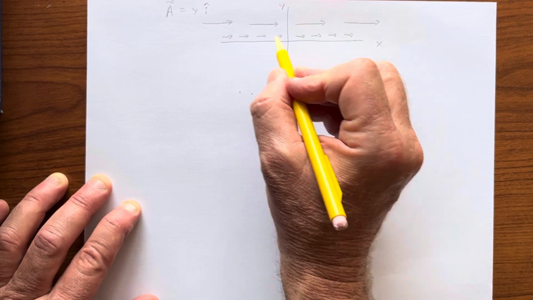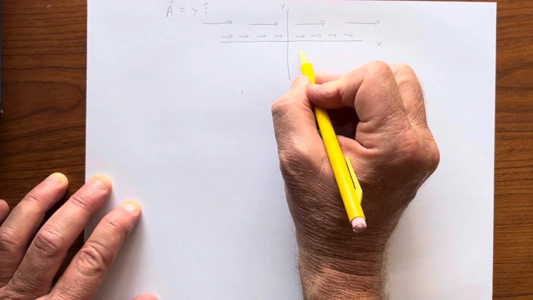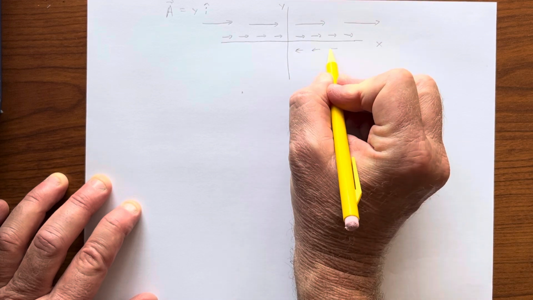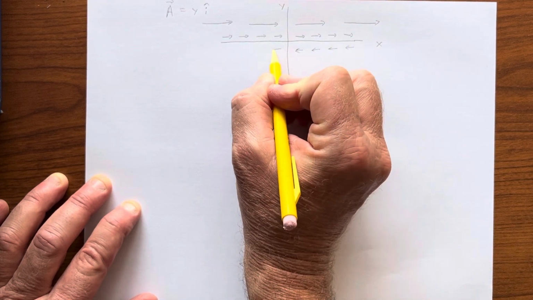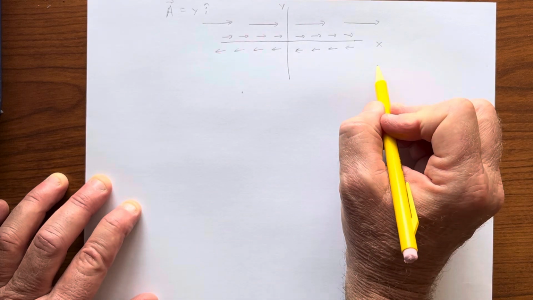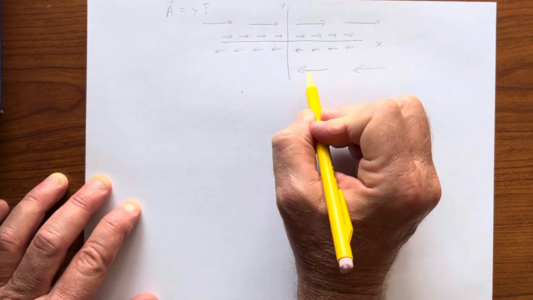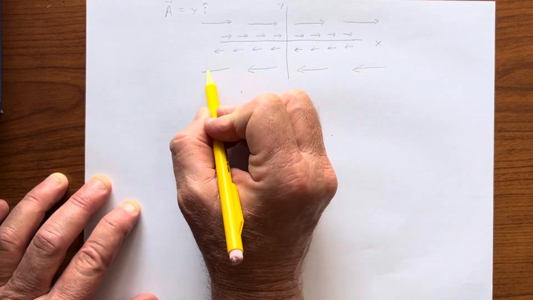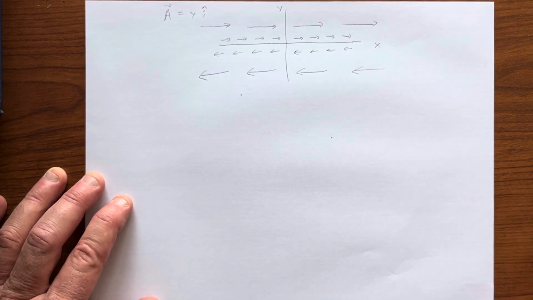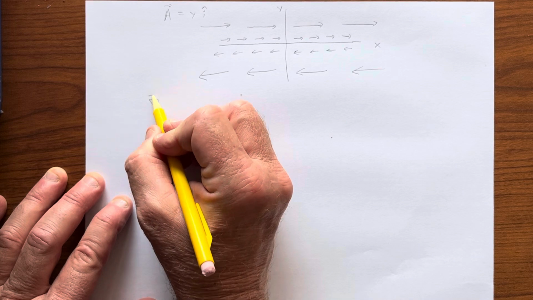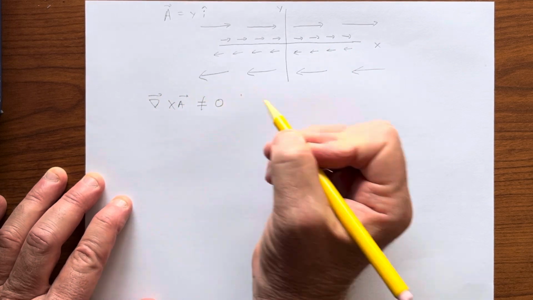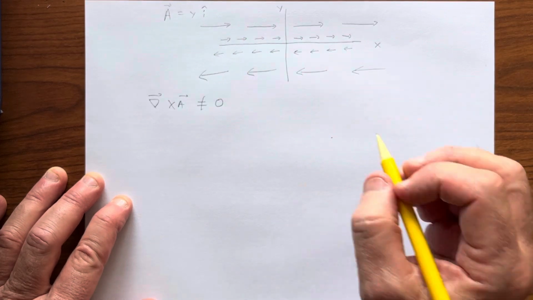And when we go below, the y value is negative, and so we'll just flip the direction of the arrows. Something like that. And we saw that the curl of this vector field is not equal to 0.